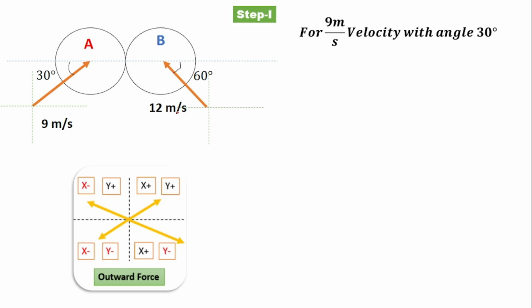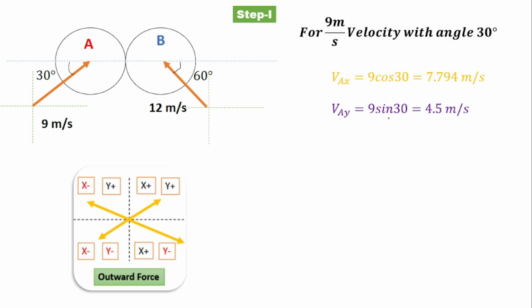For the first velocity, that is 9 meter per second with an angle of 30 degree, we'll use a simple formula: Fx is equal to F cos theta and Fy is equal to F sin theta. Instead of that, we'll write Vx is equal to V cos theta and Vy is equal to V sin theta. So the x component of velocity A will be VAx is equal to V cos 30, which is 9 cos 30. As it lies in the first quadrant, both the values are positive, and VAy is equal to V sin 30.